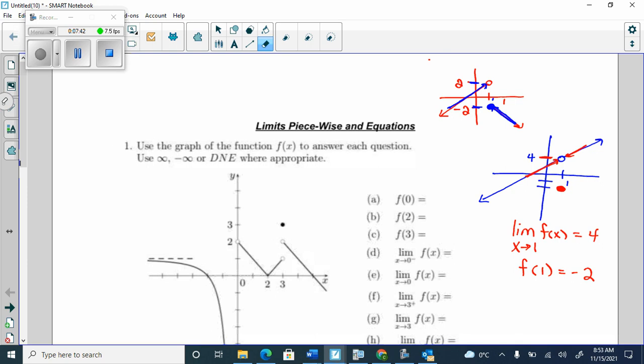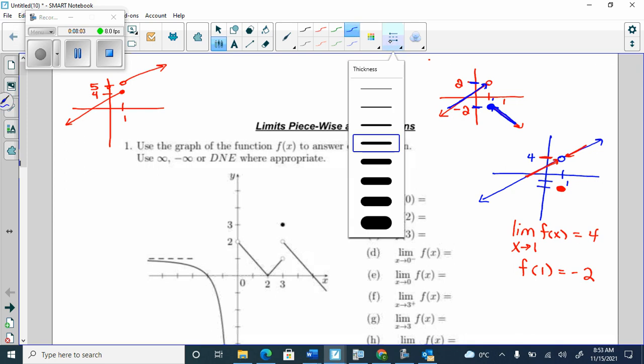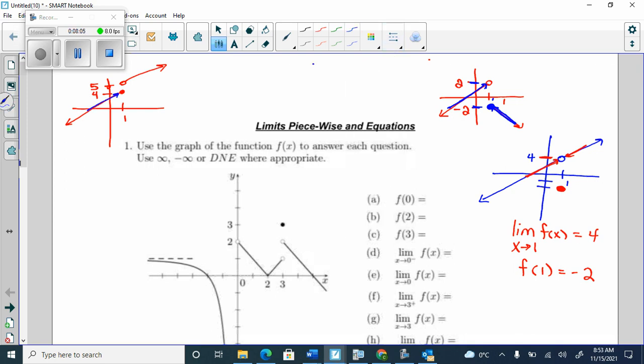If I give you this. Oh, it's right here. Say that's my graph. This is 1, this is 4, this is 5. What am I approaching from the left? From the left, I'm approaching 4. What am I approaching from the right? 5. What's the limit at 1? Doesn't exist because they're approaching different values. What is f of 1? It's 4 because the closed dot is there and not there.